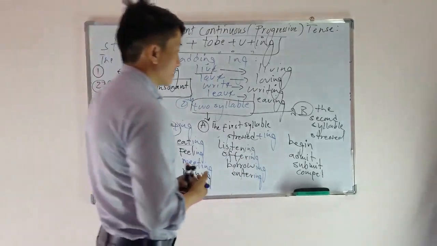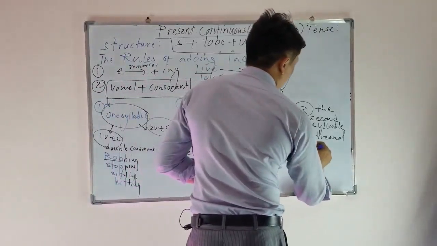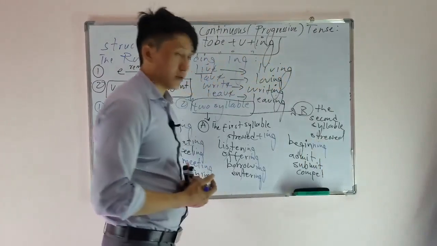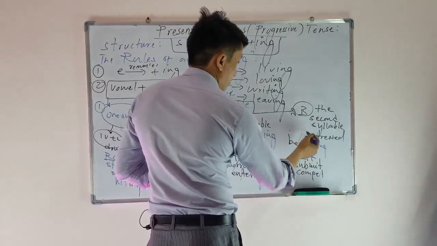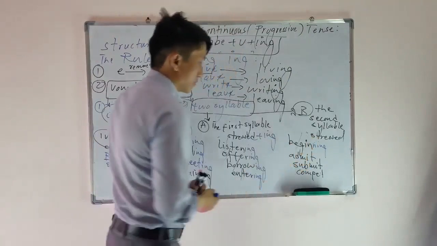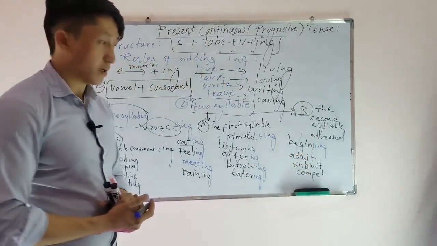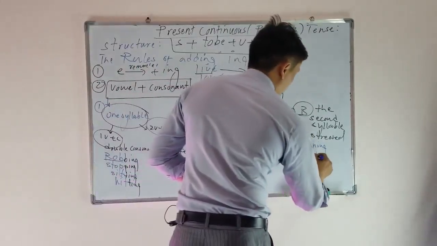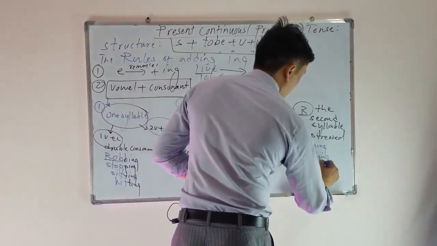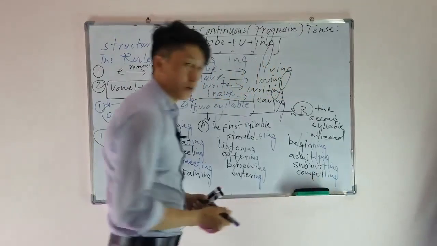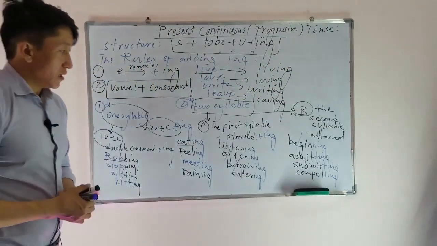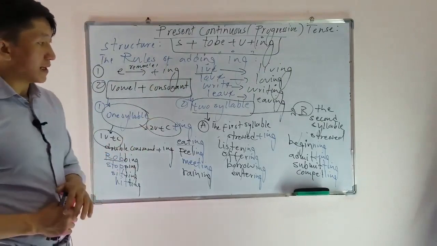But if the second syllable is stressed, we double the consonant and add ing. Begin becomes beginning. Look here, begin, 1, 2, the second syllable is stressed. So begin becomes beginning, admit becomes admitting, submit becomes submitting, compel becomes compelling, control becomes controlling. So this is how we can add ing.